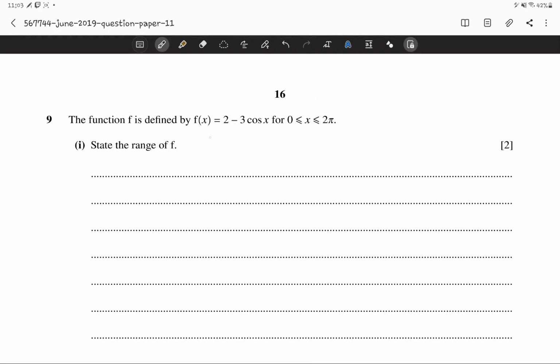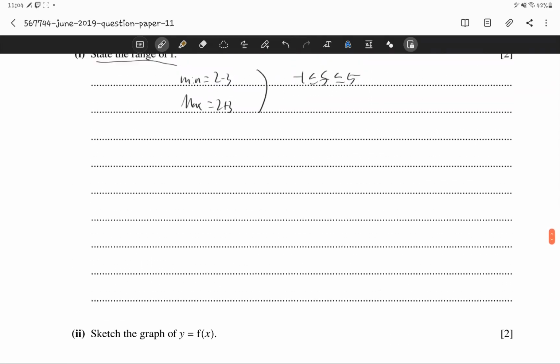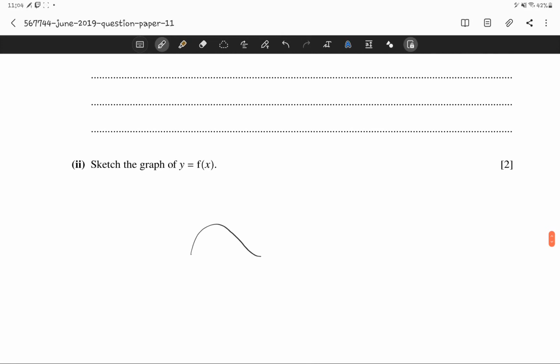The function is defined by this. State the range of f. I'm guessing what's the maximum and minimum value this goes to. So minimum is 2 minus 3. Maximum is 2 plus 3. So minus 1 to 5. Graph the sketch. No. What is this?